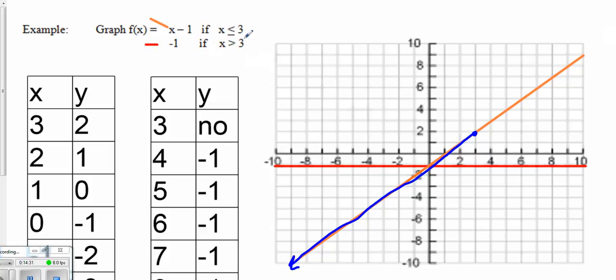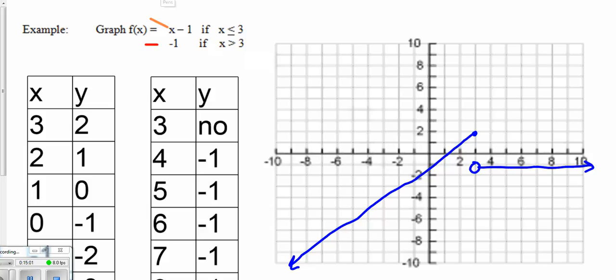However, everywhere where x is greater than 3, we're using our red line, this negative 1. So it would look something like this. We don't include where it's 3, just everywhere above it. So those are the only spots that work. Now that I have my blue line drawn out where we're actually supposed to be, I can take out that orange and red one, and this is what the piecewise function should look like.